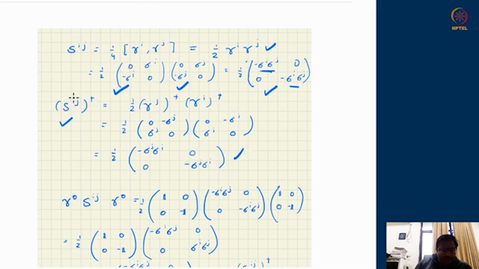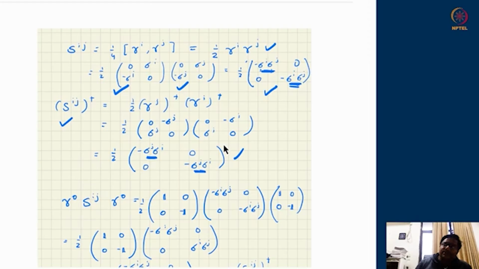Sorry, if I do the S_ij dagger, you will see that sigma i, sigma j will be replaced by sigma j, sigma i. So you see here, a minus sign is there, sigma i, sigma j is there, and here we have sigma j, sigma i. Up to sign this is fine, but they have not come back to themselves. Sigma j, sigma i is not equal to sigma i, sigma j. So again, we have not been able to generate a Hermitian transformation.